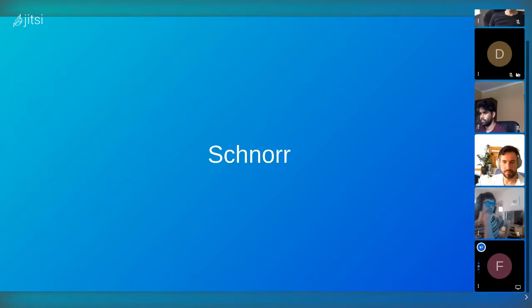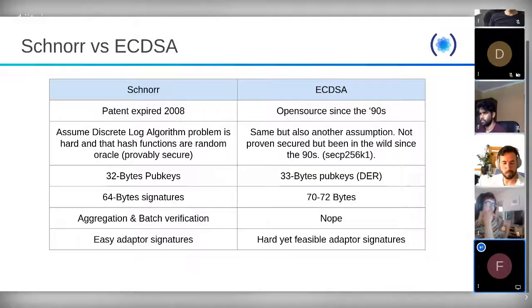Let's talk about Schnorr. So Schnorr is a signature scheme. So let's maybe have a quick Schnorr versus ECDSA. ECDSA is on the right here, and is what we use today in Bitcoin. So first, why don't we already use Schnorr in Bitcoin?